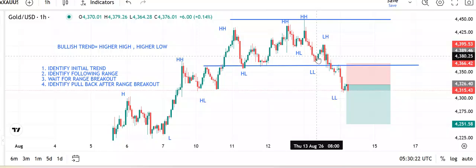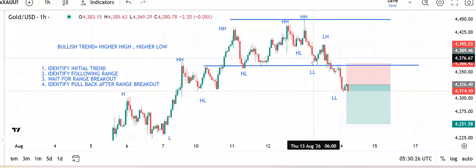But like I said earlier, you might have a range breakout and price might surprise you. Price might just give you a false breakout. You need to be careful of this.